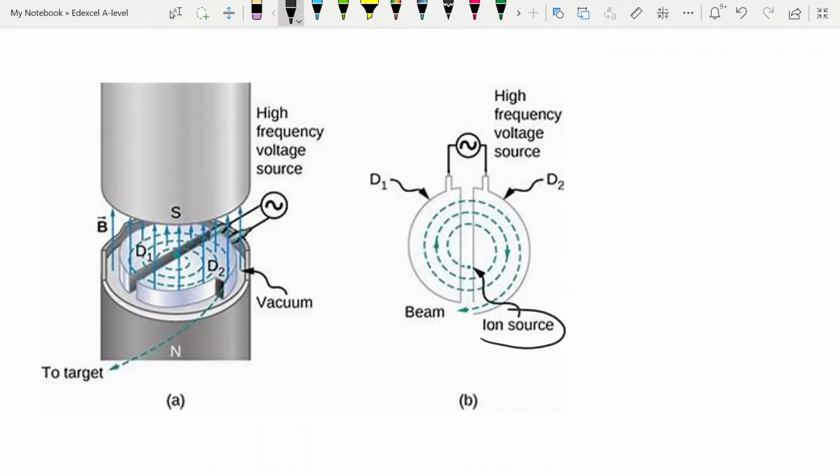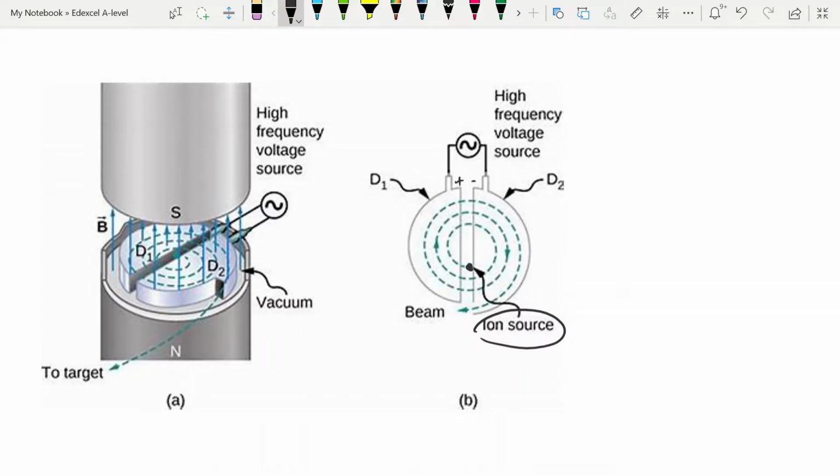Our ion source here is in the middle. So your ion, and again, let's just call it an electron, is released in the middle there. You have got an electric field between the two Ds, D1 and D2. And again, it's an alternating electric field, so it's going to change direction. So let's suppose at the start it's positive and negative. And of course that is going to accelerate our electron to the left into D1.